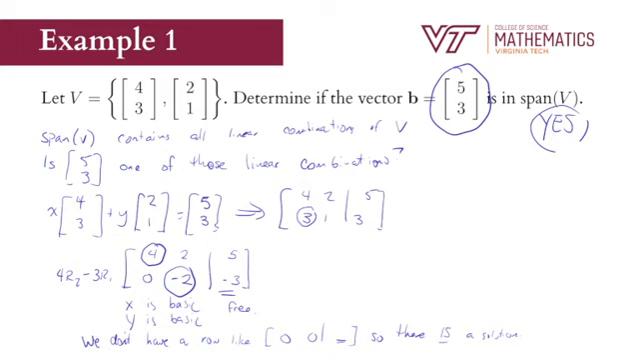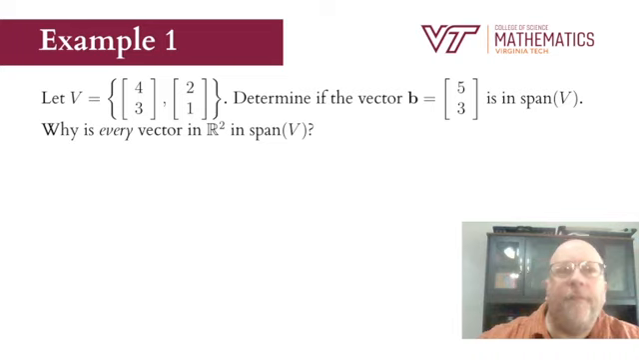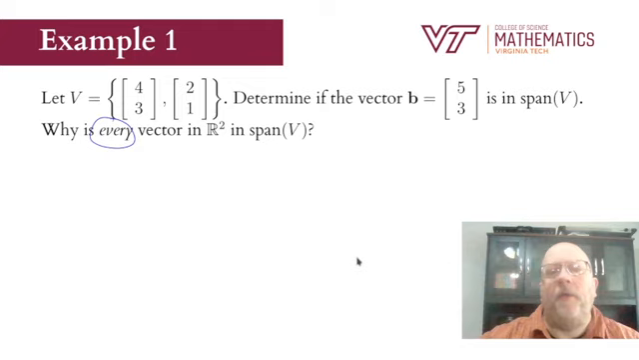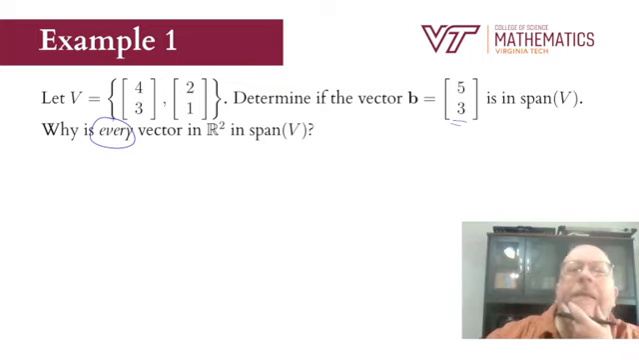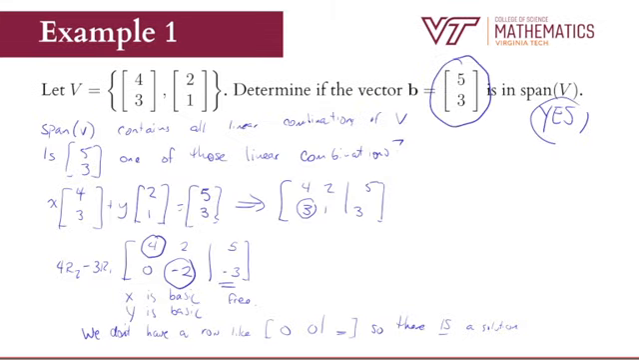All right, so let's move on. So in this example, we want to know why every vector is in the span of V, and not just 5, 3. So let's go back and look at what we did in the previous diagram. We're going to go back.